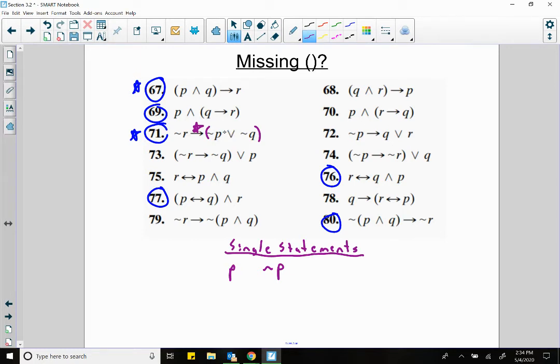Sometimes you have compounds both in front and back. That's why I'm saying sometimes you put parentheses in both places. But again, the places that get parentheses are either before the strongest symbol, after the strongest symbol, or in both spots. Again, no parentheses around single statements. So go ahead and look at 69, 77, 76, and 80 and see what you think. See if you have to put in missing parentheses. And go.